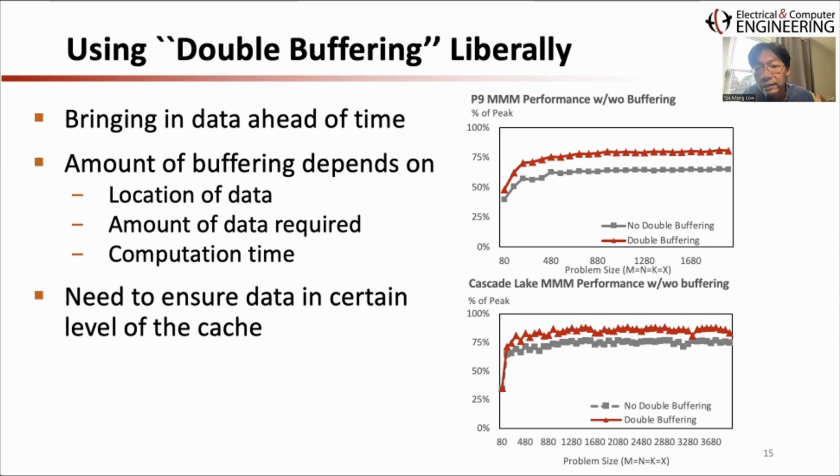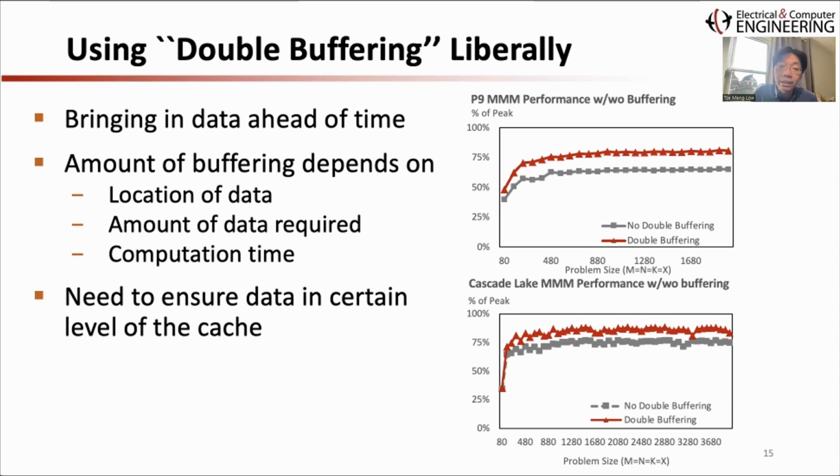The red line is the one with double buffering, right? So essentially what we are saying is that you have to do double buffering as liberally as possible, but the amount of buffering that you need really depends on where the data sits in the memory hierarchy, at different times of the computation, and at different levels of the memory hierarchy.